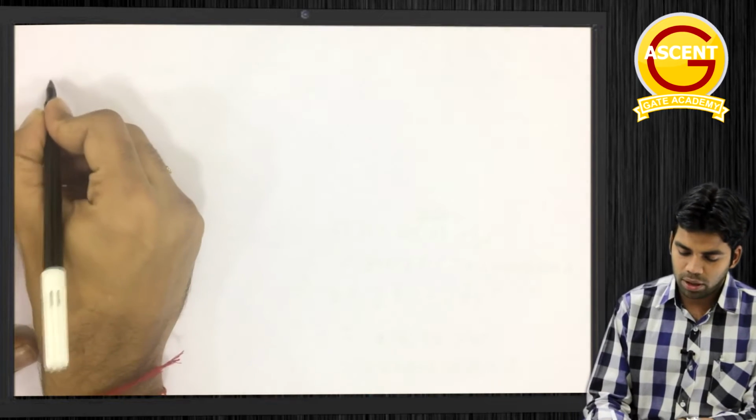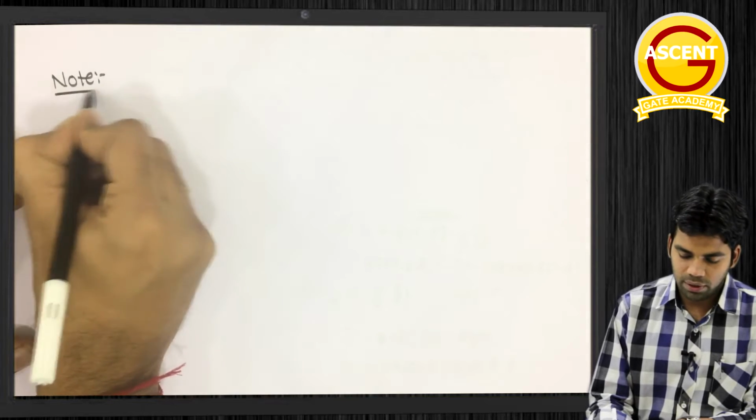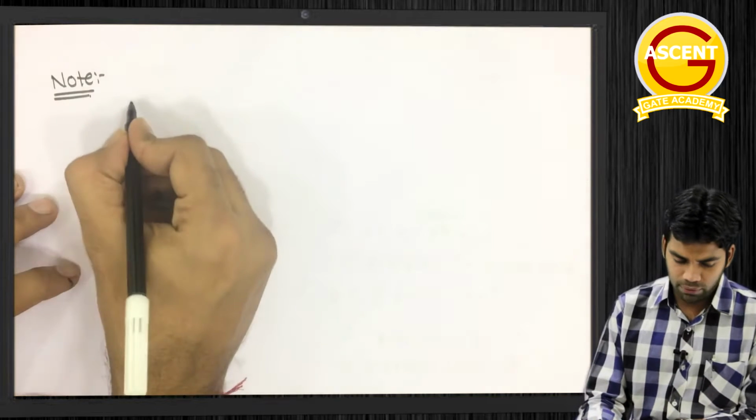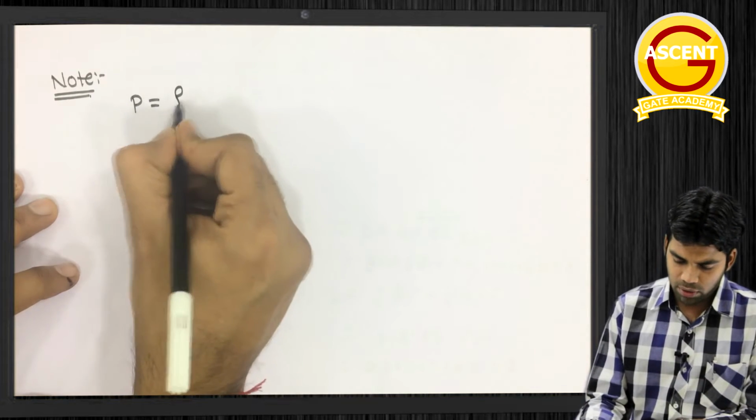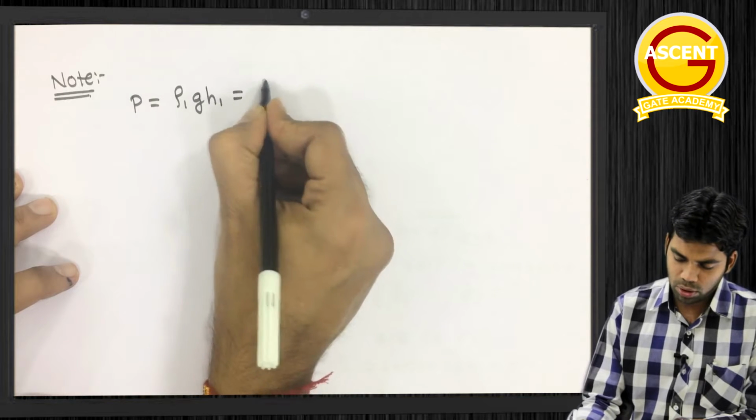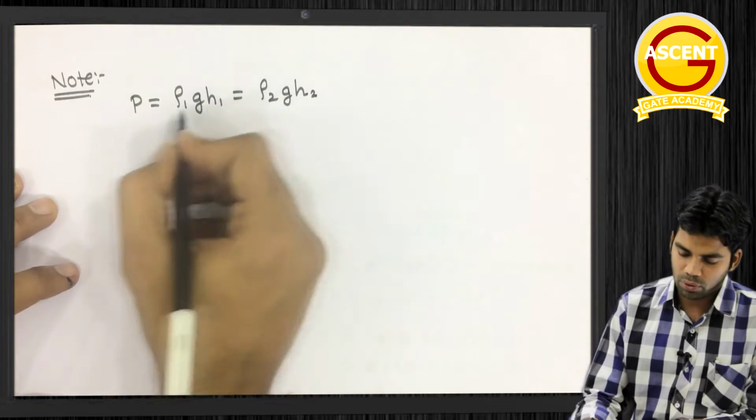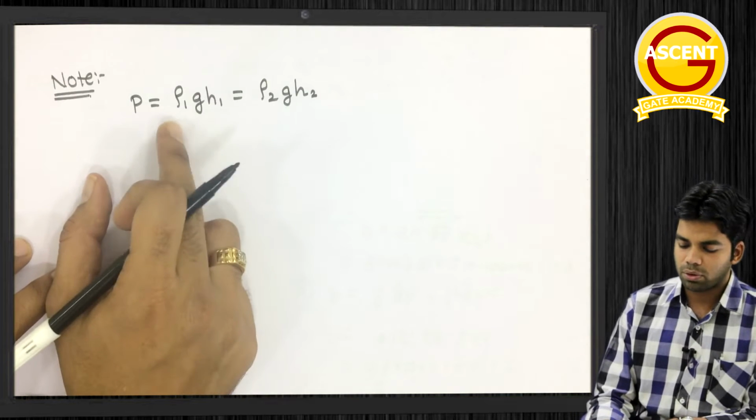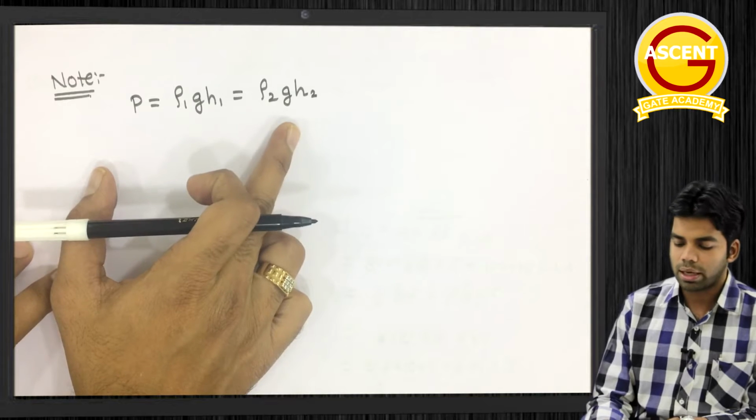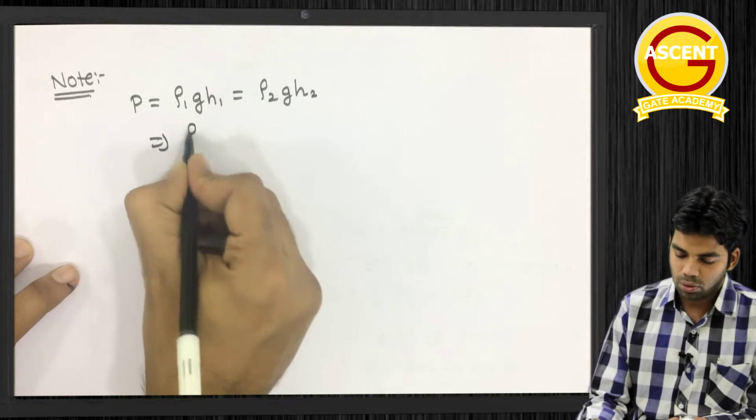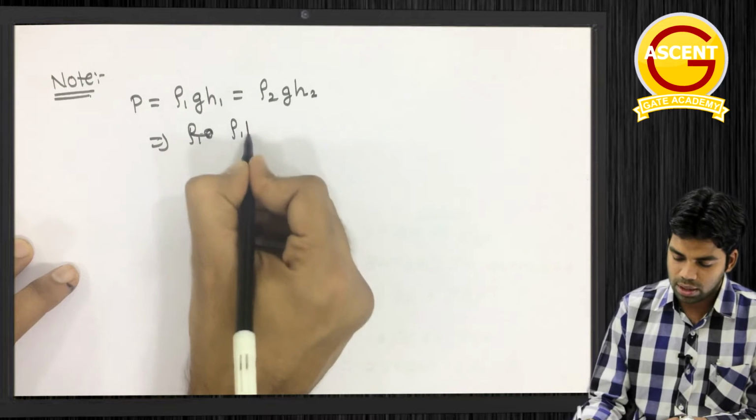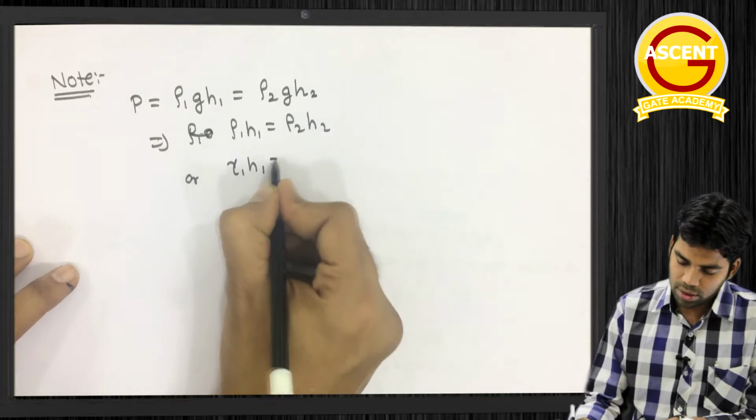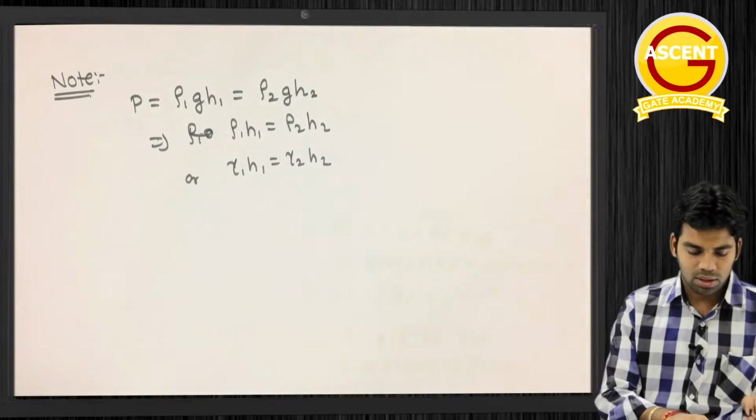Okay, so now a very important note. For a given pressure measured in two different fluids, suppose we are measuring the same pressure in two different fluids, this pressure P will be equal to rho 1 g h1, which is also equal to rho 2 g h2. So we have two different fluids, fluid 1 and fluid 2. Because the pressure is the same, rho 1 g h1 is equal to rho 2 g h2. Or you can say rho 1 h1 is equal to rho 2 h2, or gamma 1 into h1 is equal to gamma 2 into h2. Okay, so this is a very important conclusion.